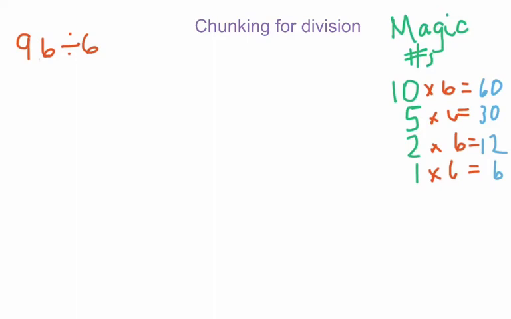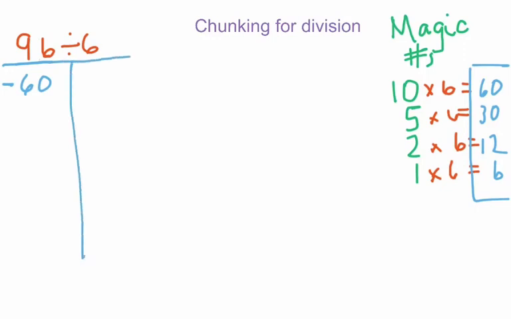So what I'm going to do here is look to see which one of these numbers can fit inside 96 without going over. So the only one that can work right now that's large enough is 60. So I'm going to subtract 60 and over here, I'm going to make a column. I'm going to put the product, minus 60, and then I'm going to put what I multiplied it by. I'm going to subtract. 96 minus 60 is 36.